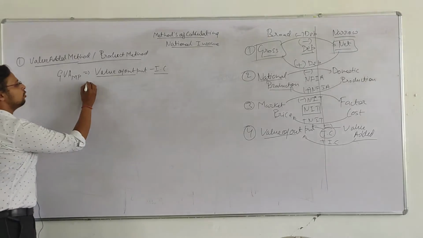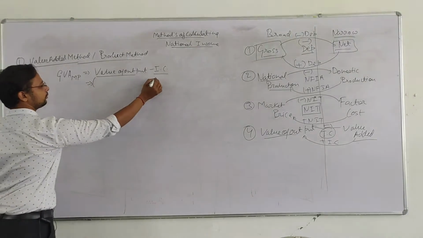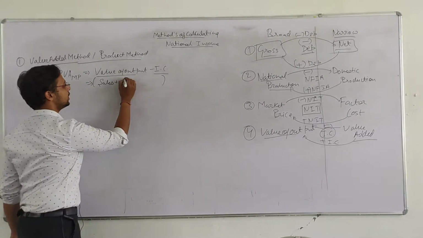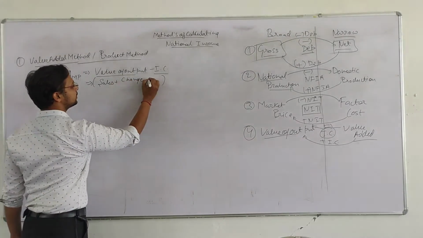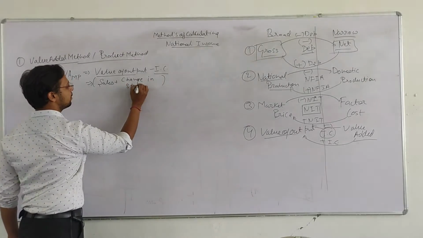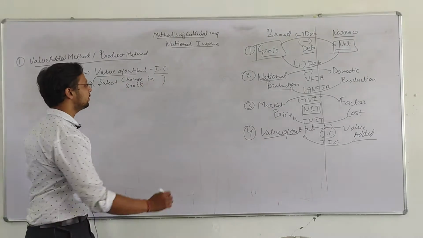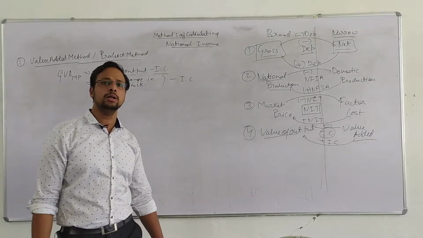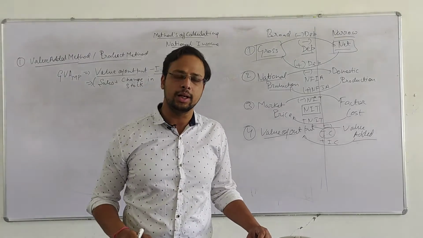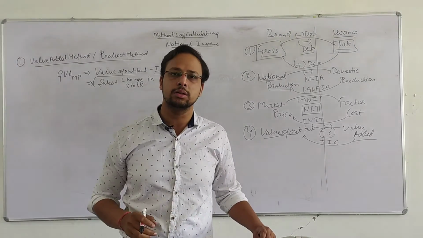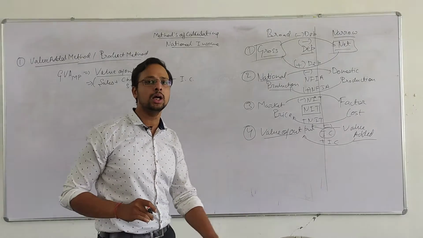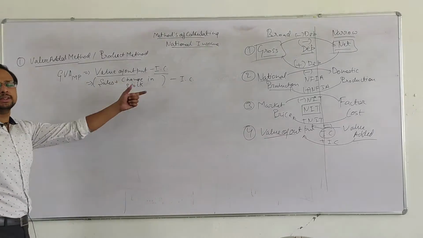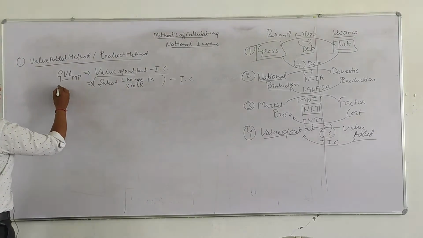Okay, now what is value of output and what is intermediate consumption? See, value of output equals sales plus change in stock, and from it we subtract intermediate consumption. Intermediate consumption is the cost of raw materials. I have already told you in the previous chapters that intermediate consumption is the cost of raw materials. So, sales plus change in stock minus intermediate consumption will give you GVA at MP.